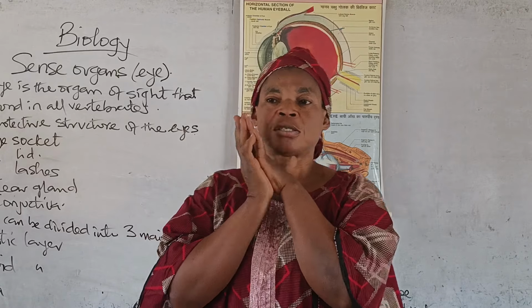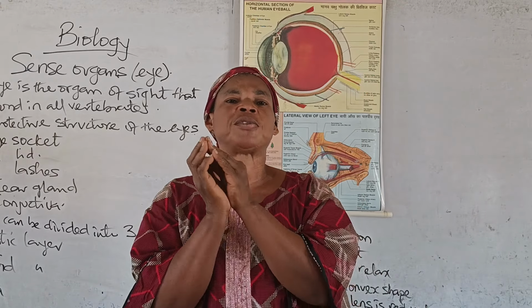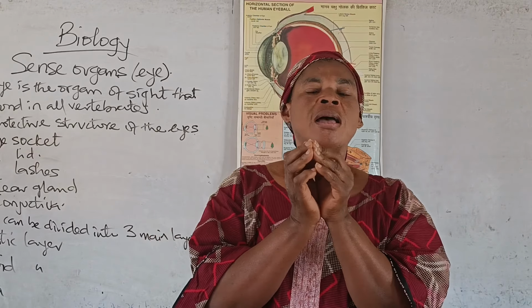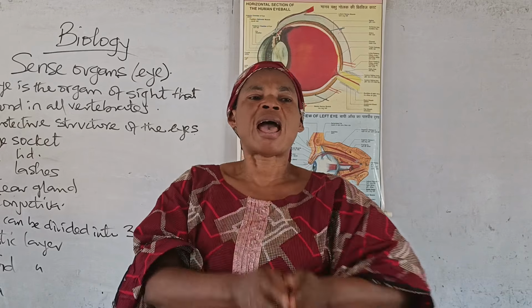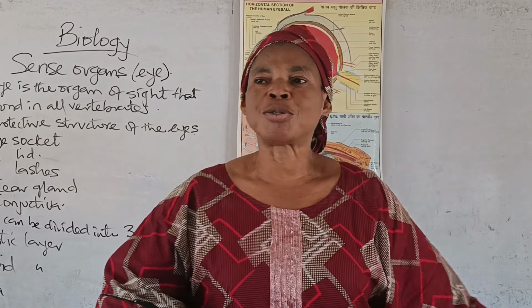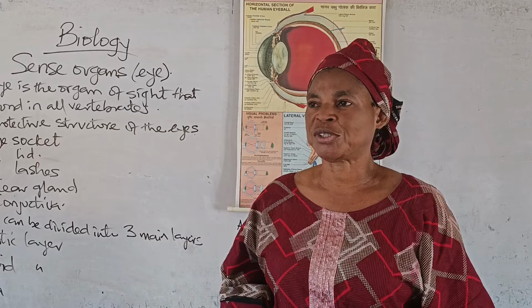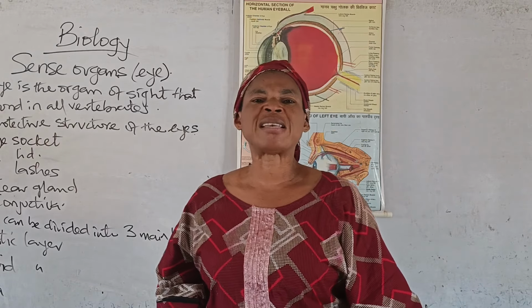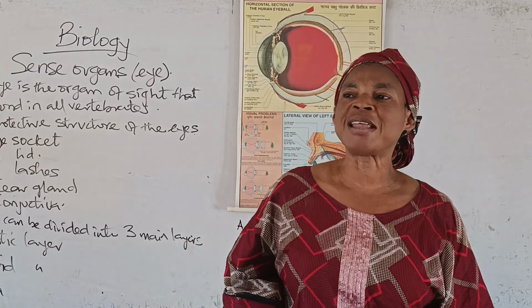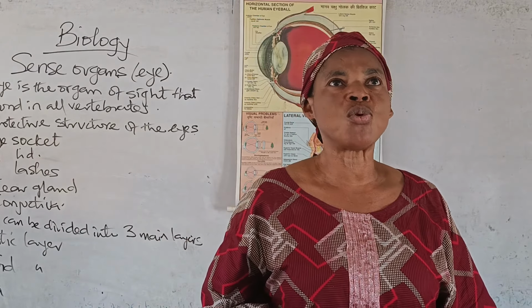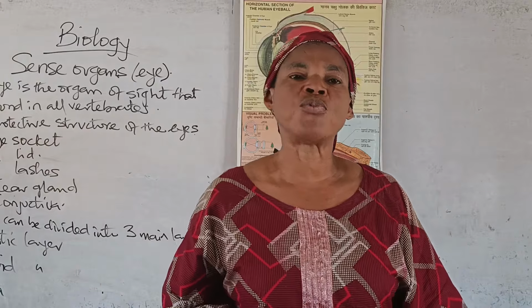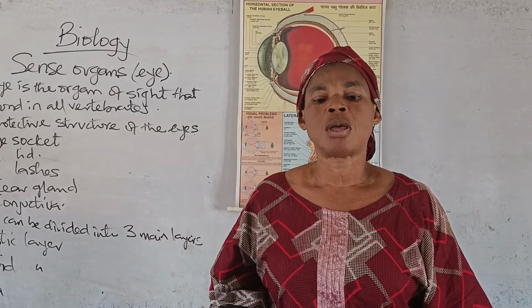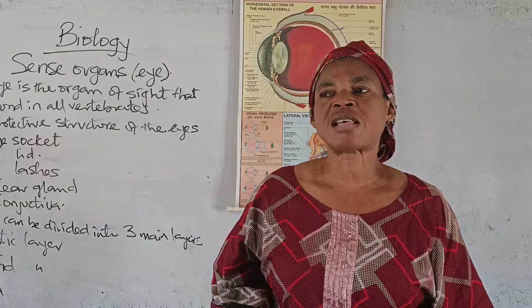We also have the eye socket. That means the part of the skull where the eye is. And then the eye is held in position, that means attached to the skull, by 6 muscles. The muscles enable it to move in all directions without moving the head. That means you can look up, look down, and sideways.